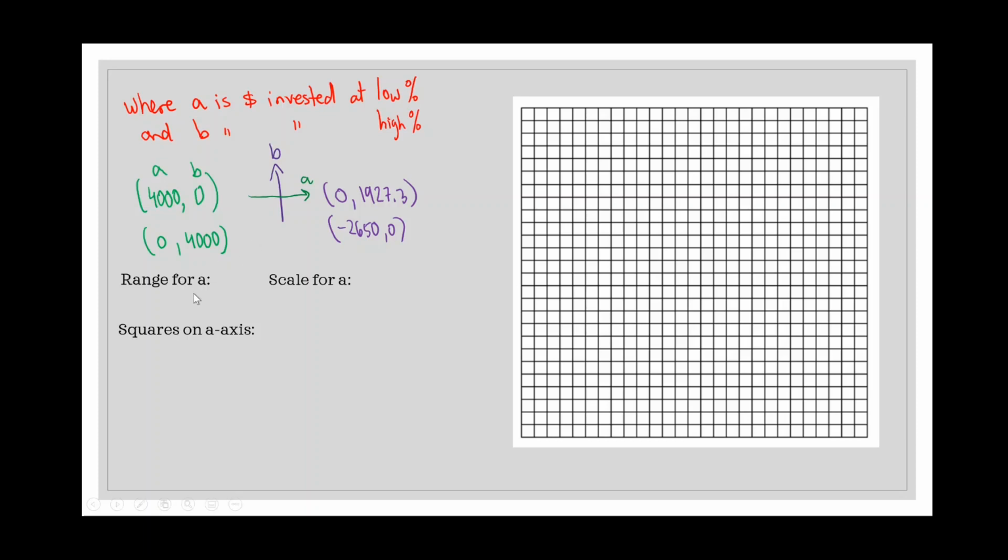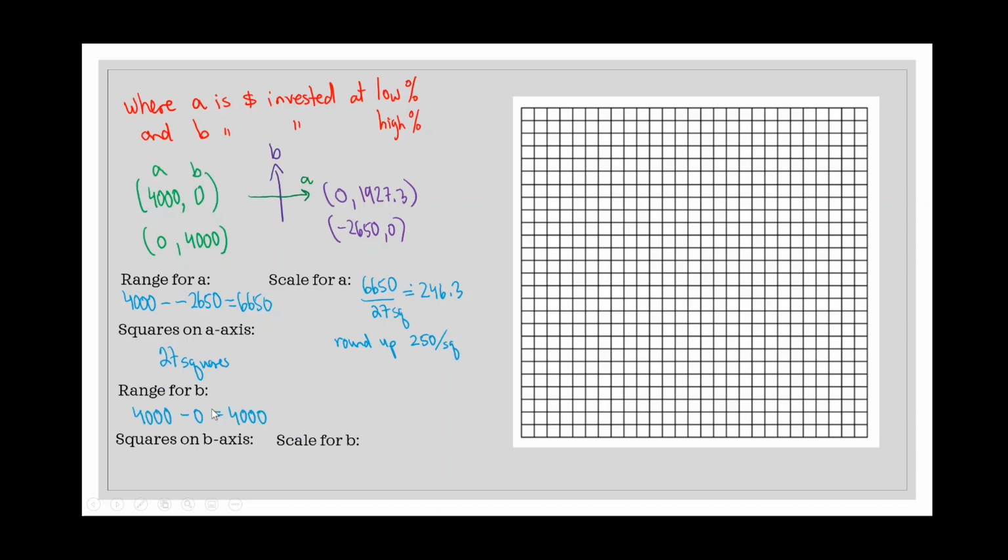So the range of A's. If you look at all the values in front of the comma, the smallest number is this negative number, and the biggest is 4,000. So if you subtract the two, you have a range of 6,650. The squares on the A-axis will be 27 squares horizontally like before. And so when you divide them, you get this decimal, which we can round up to 250 per square.